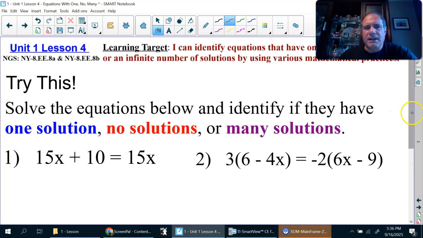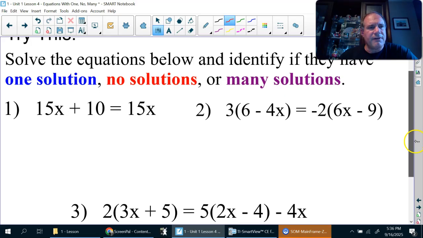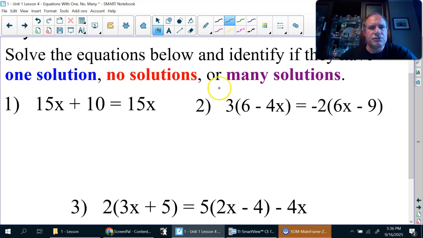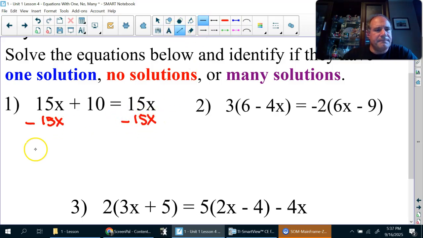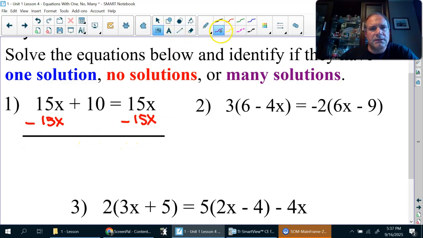All right, try these equations. Identify if they have one solution, no solutions, or many solutions. If they have one solution, I'm going to try to solve it, but let's go ahead. We have minus 15x and minus 15x. This is tricky. So we're going to cancel out and cancel out. You have 10 does not equal 0. No solution.